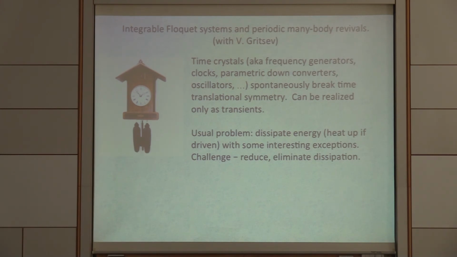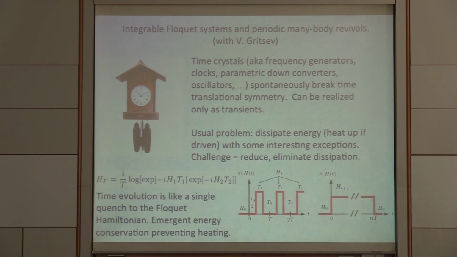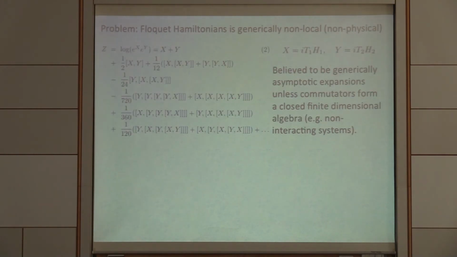And there are some very interesting exceptions, and I believe people will talk about them, these time crystals which don't heat up. So one of the challenges is to reduce or eliminate dissipation. Let me now focus on Floquet theory, and I'll come back to more generic setups. Since it's quick, I'm not going into details. Gil will also give a talk, I guess, about Floquet systems. So we have an emergent, seemingly conserved quantity, which is the Floquet Hamiltonian, because we can say that this whole periodic sequence is a quench to a Floquet Hamiltonian. So it looks like we have emergent energy conservation, energy associated with H naught, which should prevent heating. Of course, the trick is in the details.